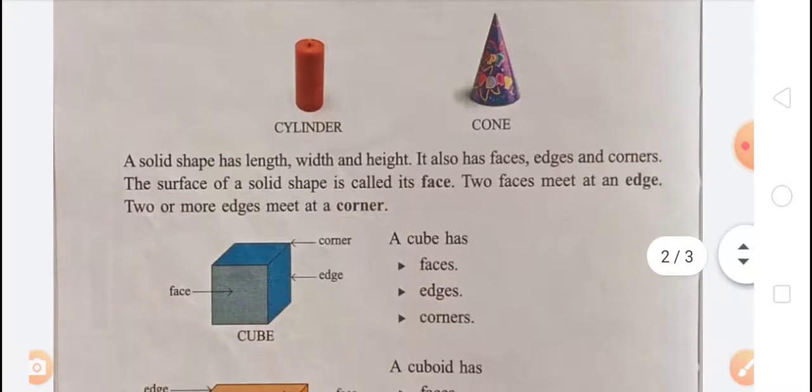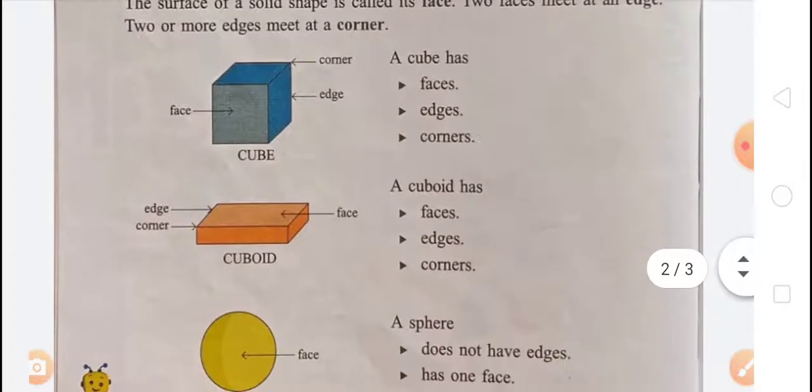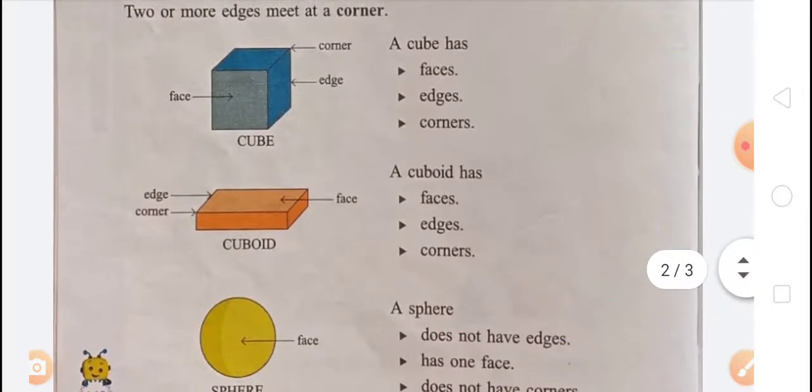Next, there are different details given for each shape, as like firstly there is a cube. We know that a cube has faces, edges and corners, but we have to count how many faces a cube has, how many edges a cube has, and how many corners a cube has.